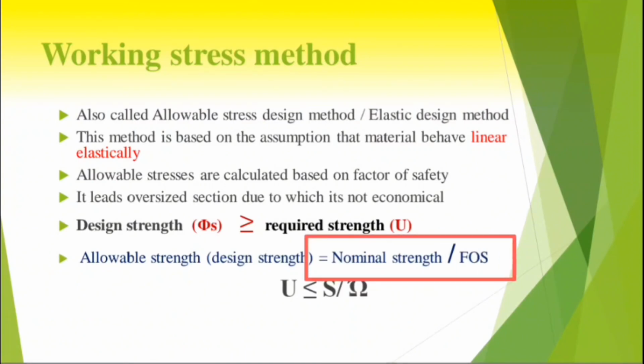This means that the design strength is reduced. We are reducing the design strength by the factor of safety, and the loads are the same, as we are taking the working loads, the applied loads, without a load factor. So in this working stress design method, we are reducing the strength of a section of a structure, and we are taking the loads as they are.